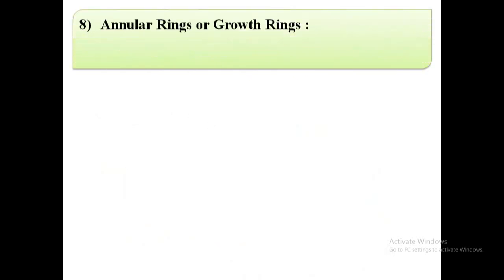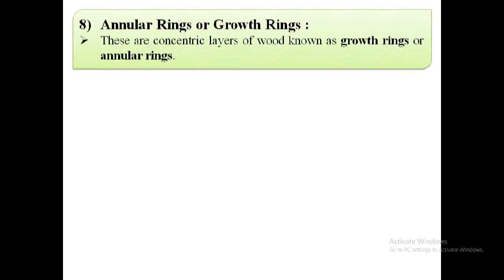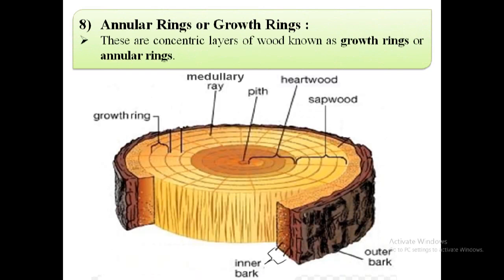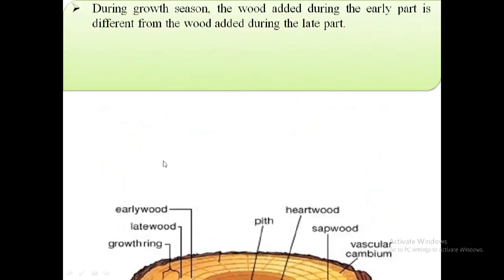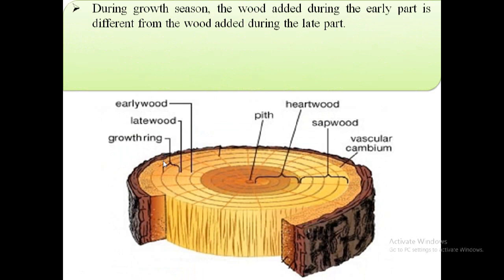And last component is annular rings or growth rings. These are concentric layers of wood known as growth rings or annular rings. So in this image we can see these are the growth rings, which are the concentric layers of wood. During growth season, the wood added during the early part is different from the wood added during this late part.